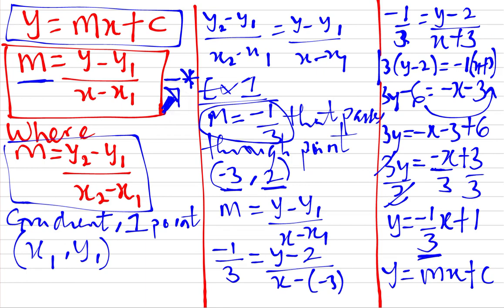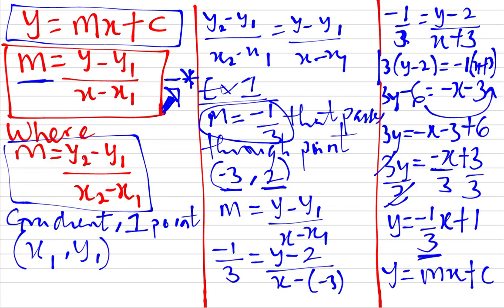But if you are not given the gradient, then you have to find the gradient first, and then proceed to using this same formula. All right, so in the first example we were given the gradient, and in the second example we had to find our own gradient. All right, so now I will give you assignments.